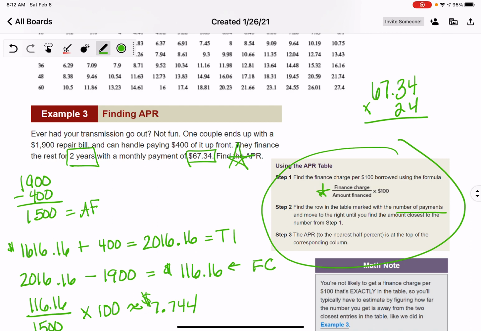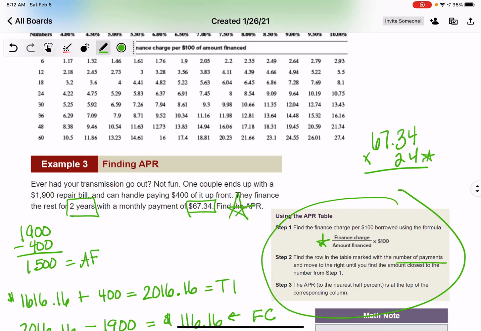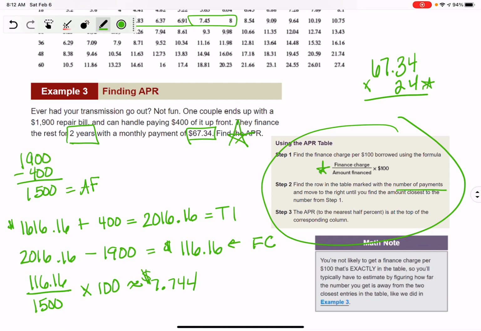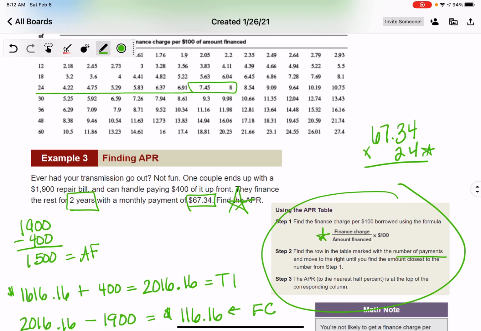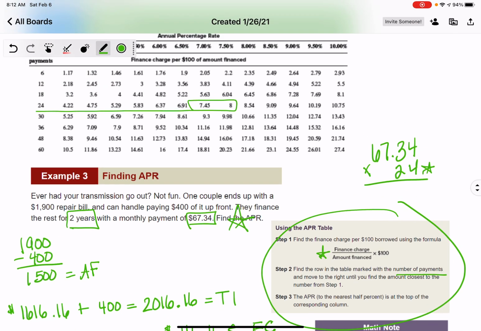2 years would be 24. So we need to find 24, and then we will move to the right till we find the number closest to what we just came up with. That number should fall in between here somewhere because we got 7.74. So it's probably closer to 8. Until you find the closest.